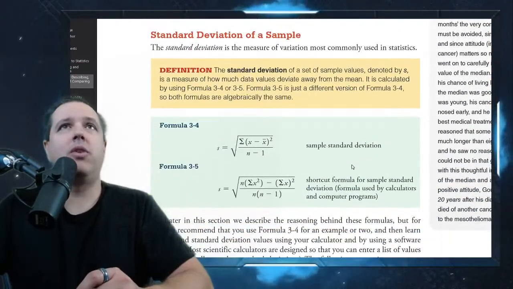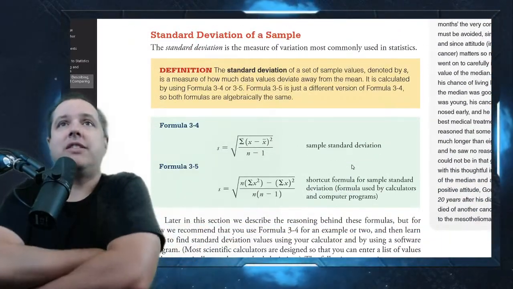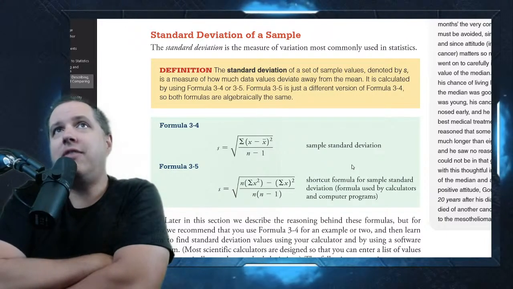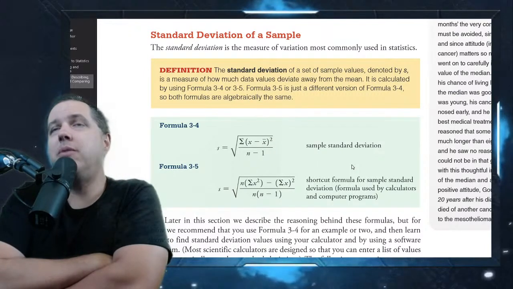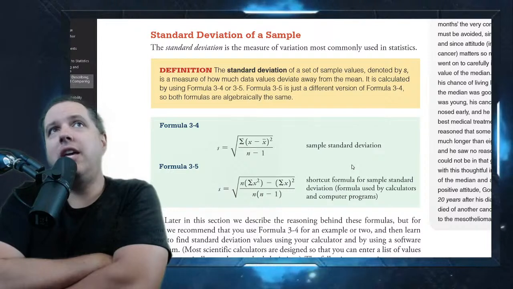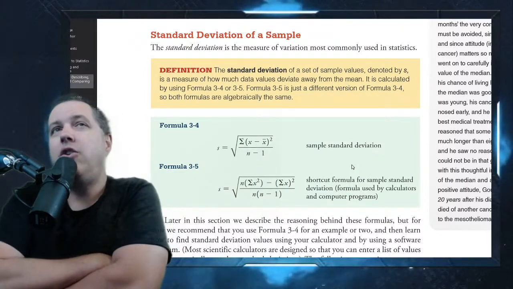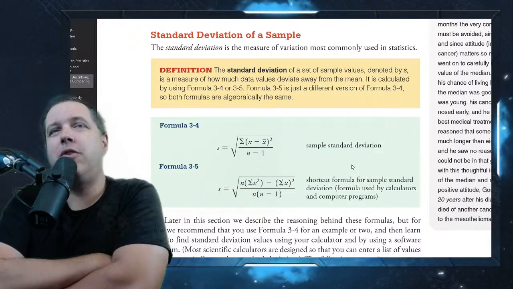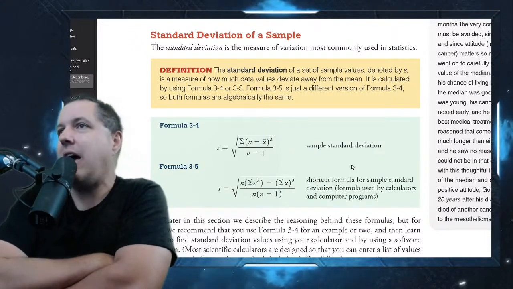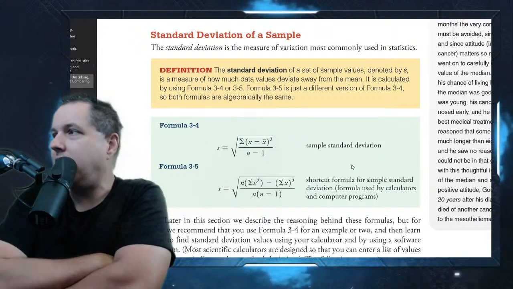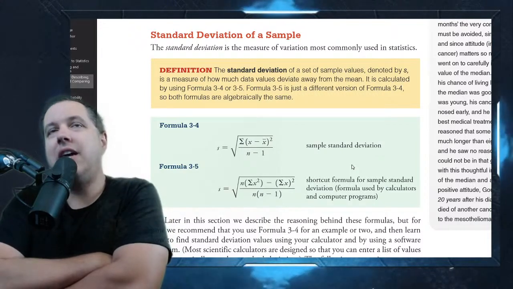Okay, here's the big one, the standard deviation of a sample. Now, the standard deviation of a set of sample values, denoted s, is a measure of how much data values deviate away from the mean. It is calculated by using the formulas below. Good news, you don't have to know these formulas. You should look at them and try to make sense of them, because actually understanding these values gives you some pretty good understanding of what exactly is being calculated. But you're not going to have to sit down and calculate these.